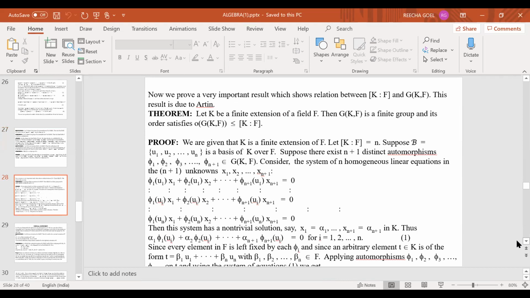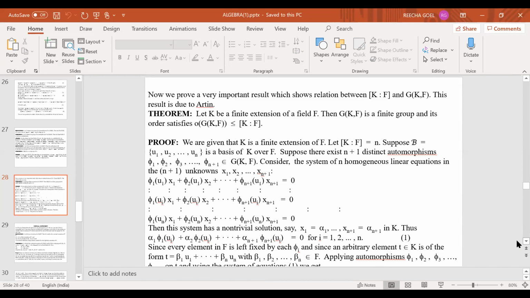So we have got subfields of K containing F, and we have got subgroups. Now, my first problem is, if K is a finite extension of F, then what is the relationship between the degree of K over F and the order of G(K/F)? Whether G(K/F) is also going to be finite or not? The answer is very plausible, and it was proved by Artin. This is also known as Artin's theorem.